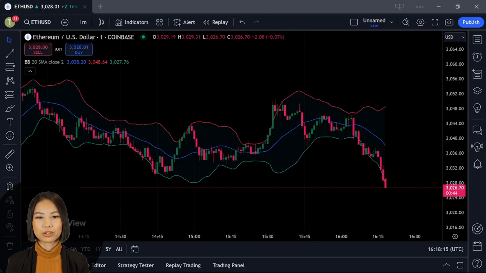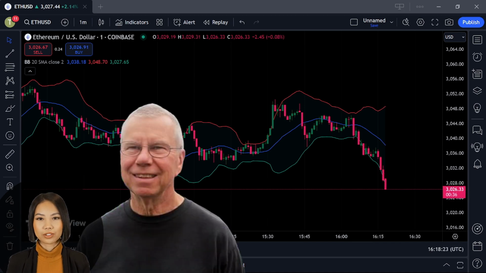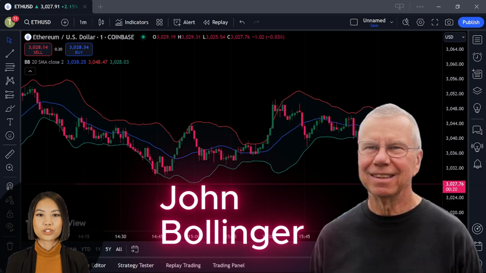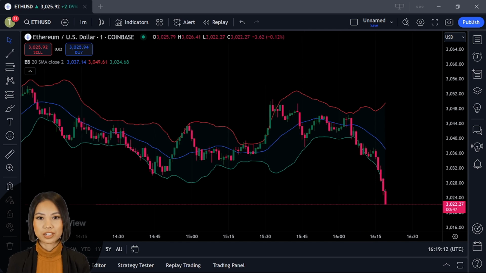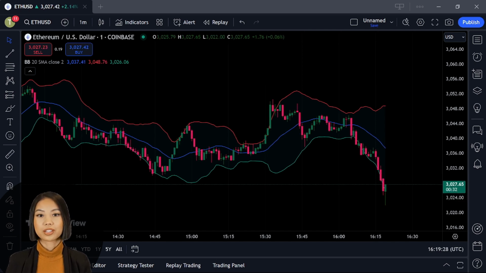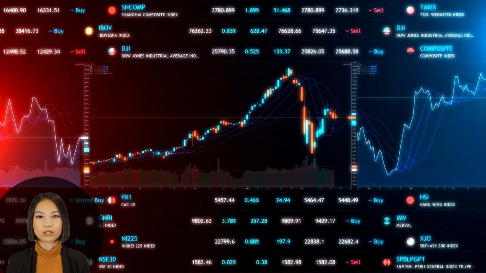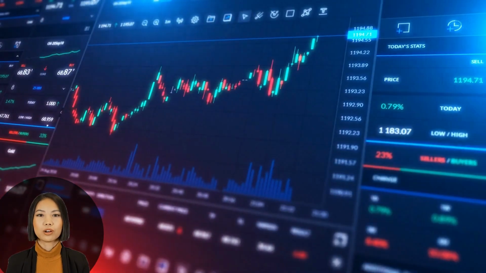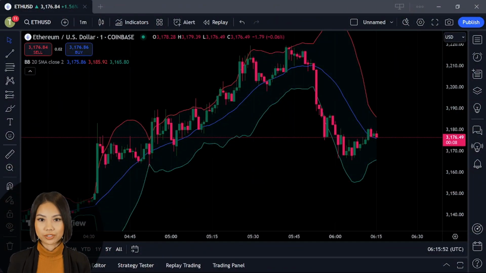Bollinger Bands are a powerful indicator used to measure market volatility and identify potential buying and selling opportunities. Created by financial analyst John Bollinger, this tool adapts to the market's price action, expanding and contracting based on volatility. Imagine being able to see when the market is about to break out or when it's about to cool down, all in real time. That's the advantage Bollinger Bands offer.